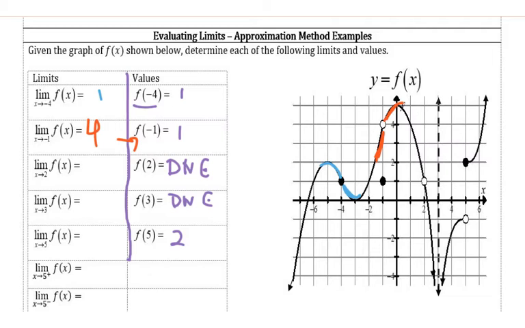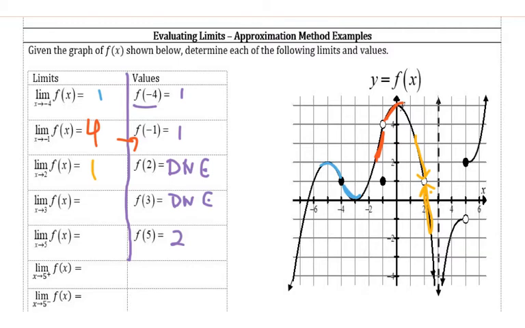When x equals 2, right before we get to x equals 2 and right after we get to x equals 2, both sides of that limit are approaching the y value, or the function value, of 1.